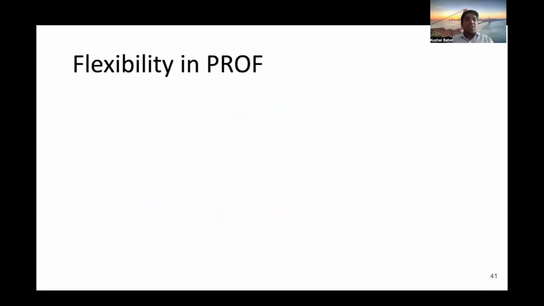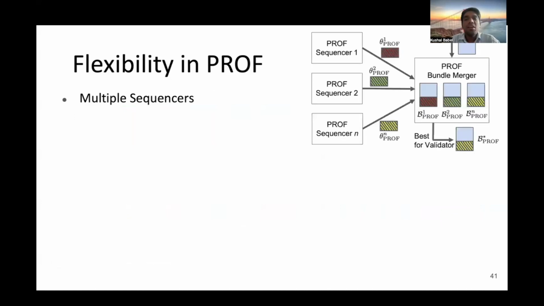Okay. The other things that I would like to quickly mention with respect to flexibility in PROF, the biggest one that some people might have misconceptions about, is whether there is a centralized sequencer or just one sequencer in PROF, or like one ordering policy. There can actually be multiple sequencers. So you could have multiple PROF sequencers supplying multiple PROF bundles, and you could just choose among them.